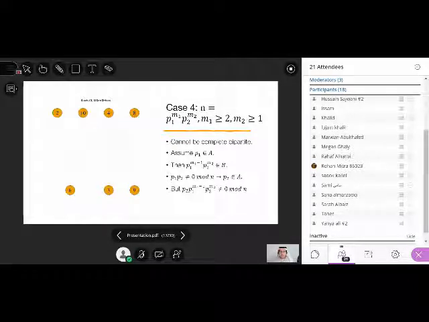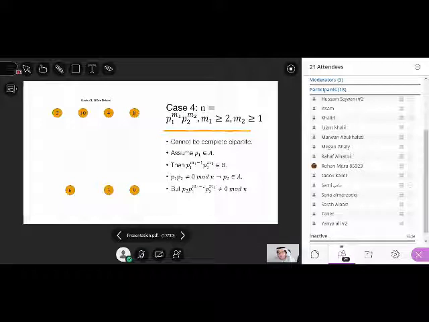Now, also, we realized that P1 times P2 are not 0 mod n. They're less than n. So they cannot be adjacent. P1 and P2 cannot be adjacent. Therefore, we put P2 in A.